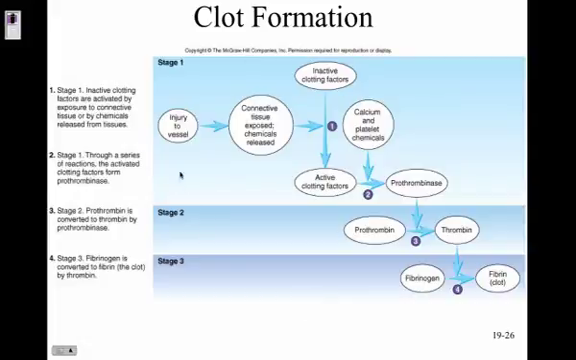So this is just a short diagram showing the formation of a clot. We have an injury, so the connective tissue is exposed and the chemicals are released, which activate the clotting factors, like the prothrombinase, and the prothrombinase then will activate the prothrombin and fibrinogen to form the clot.